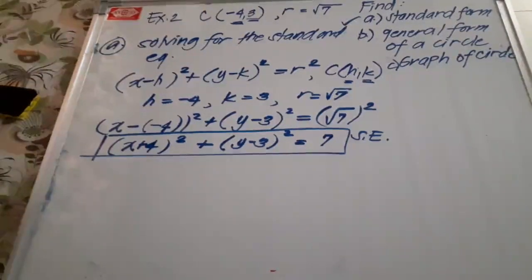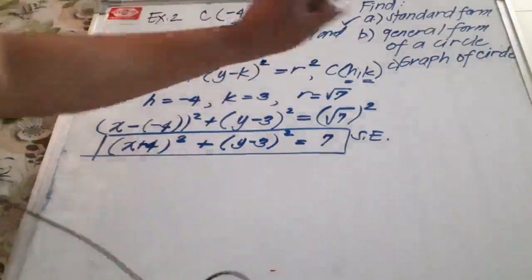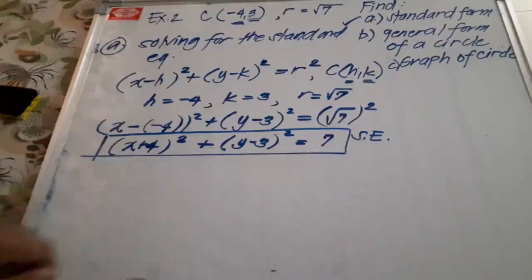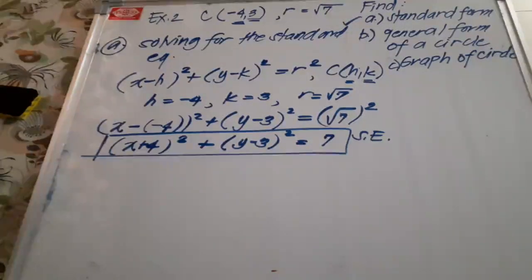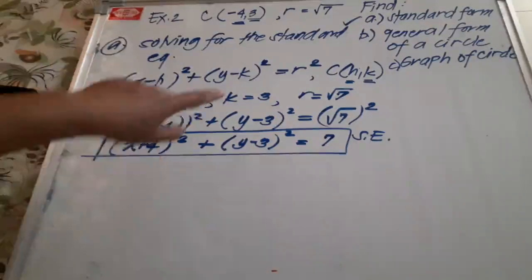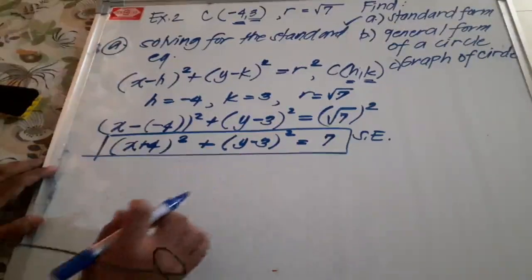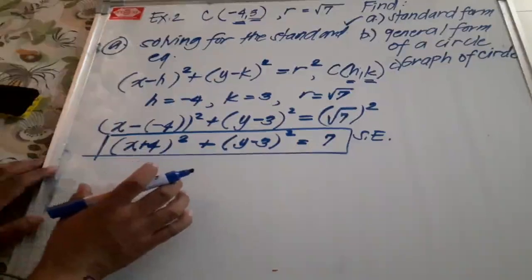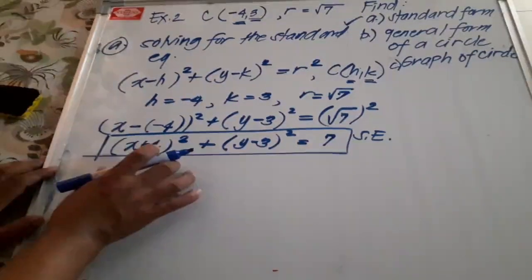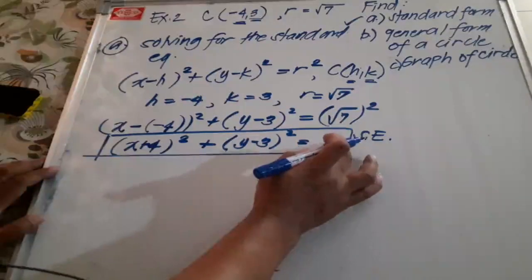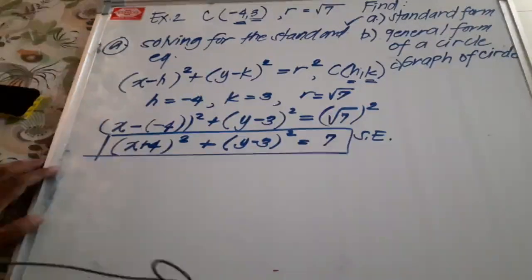Paano naman makukuha yung ating letter B, which is general form of a circle? Again, we're going to use yung value o yung standard equation natin para makuha yung general form natin. So, paano yun? We're just going to expand the square of x plus 4 and the square of y minus 3, and then we're going to transpose the constant term 7 to the left side of the equations, and then we combine like terms.